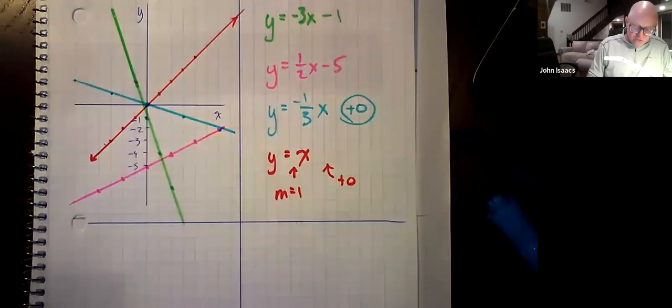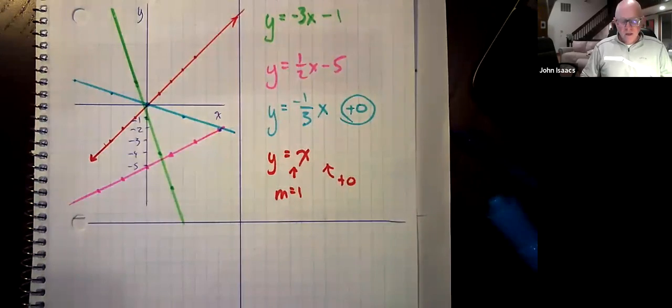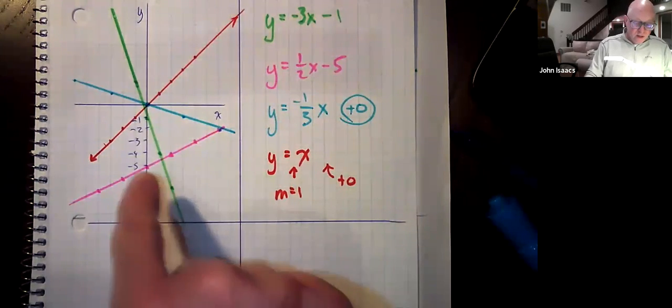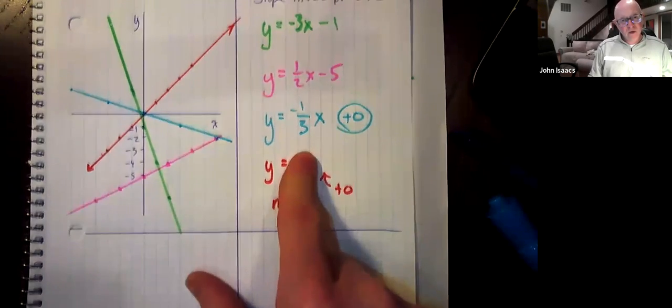All right, so there's 4 quick examples of slope intercept. Now, if we were to give you a line, you should also be able to determine the equation from the line.